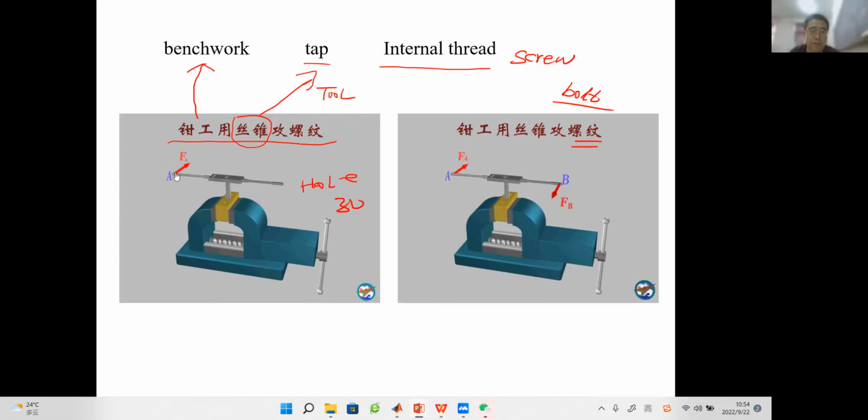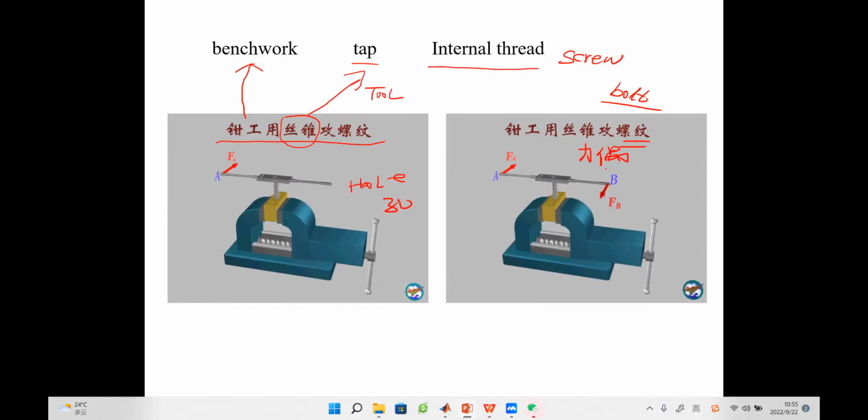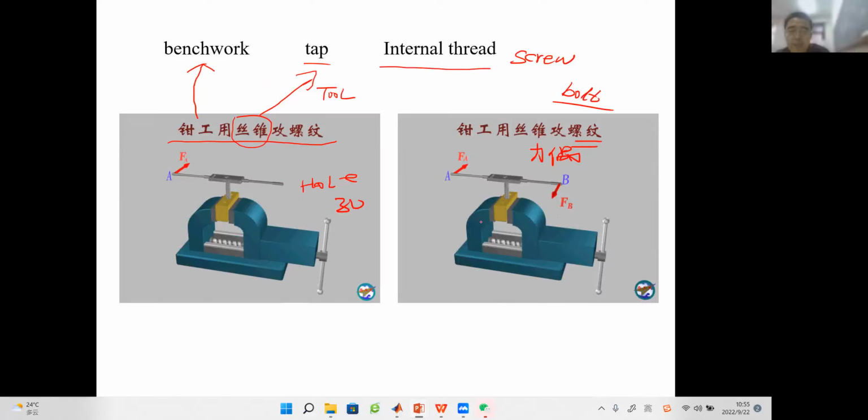We can use this, but more often we should give FA at A here and FB here. So FA and FB have the same magnitude and opposite direction. Actually, these two forces constitute a couple, right? So this is an example. Let's continue.